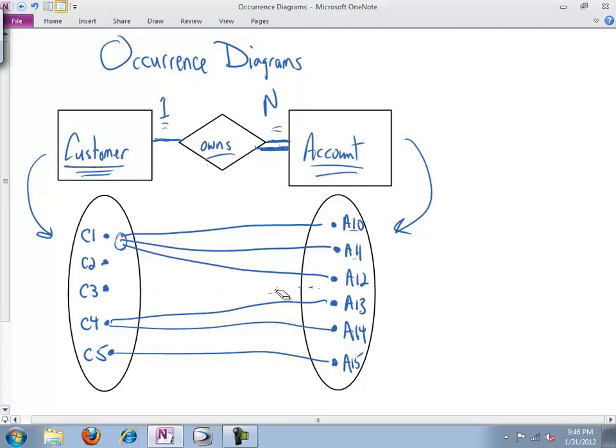So there is an example of the occurrence diagram and how we can use it to represent our understanding of both cardinality and participation.